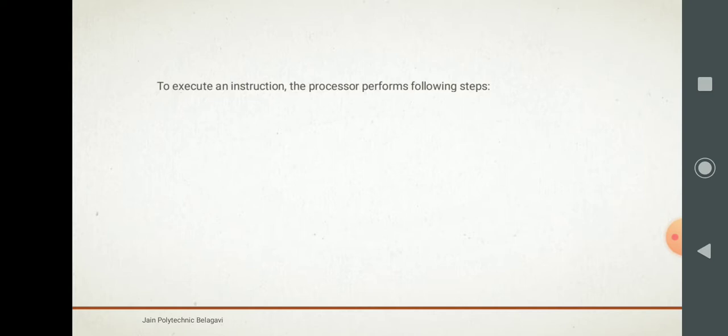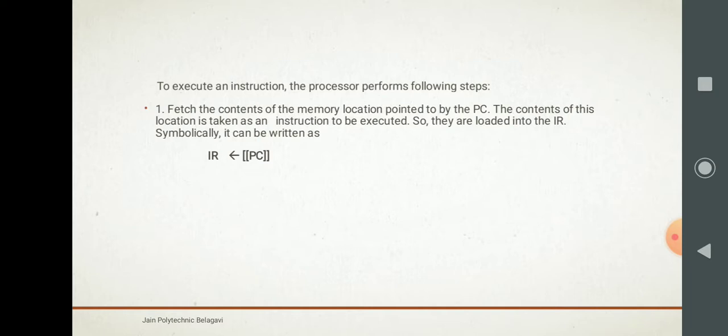Now to execute the instructions, the following steps will be followed. The first step is to fetch the contents of the memory location pointed to by the PC, which means the program counter will first point to the first instruction. Wherever it is pointing, the contents of that location are taken as the instruction to be executed. So the instruction pointed to by the program counter will be fetched by the processor and loaded into the instruction register.